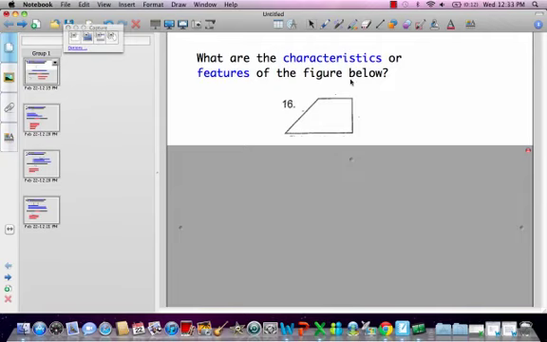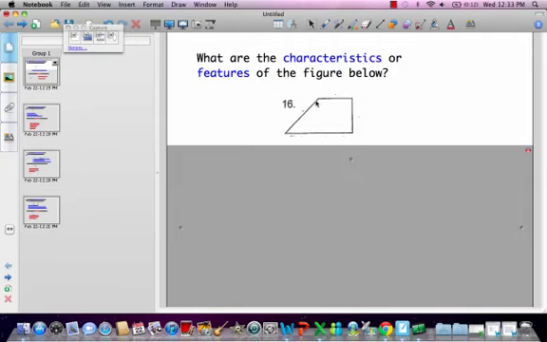Alright, we're talking about quadrilaterals today. So what are the characteristics or features of the figure below? Now you're going to want to say what this figure here is, and maybe you know what it is, but they're asking for the characteristics or features. So in other words, does it have right angles? Does it have this? Does it have that?